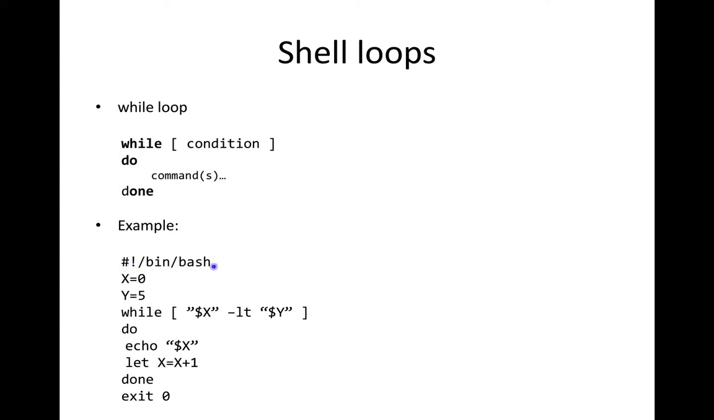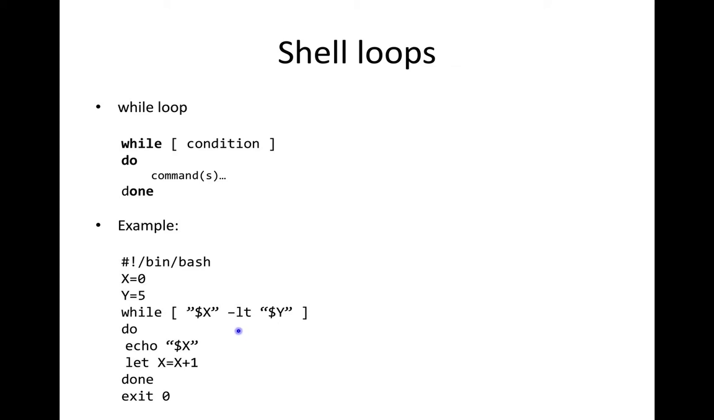We have shebang /bin/bash. We're going to set the value of the variable x to 0, the value of the variable y to 5. And then we're going to say while the value of variable x is less than the value of the variable y, we're going to run these two commands. So we're going to print out the value of the variable x, and then we're going to increment, that's what the let command is doing, the value of the variable x. So x is going to equal whatever its current value is plus 1.